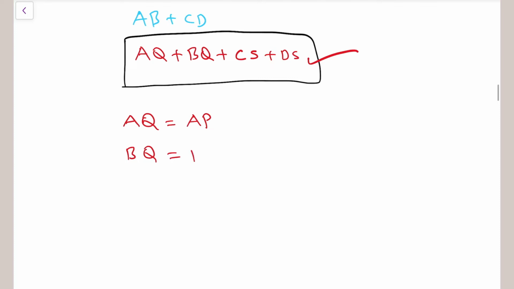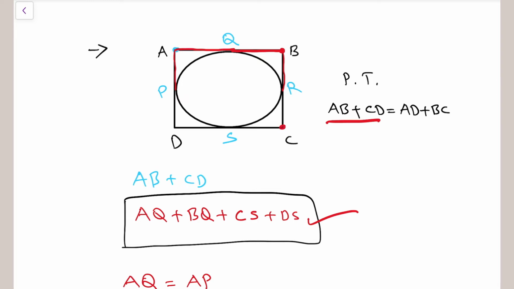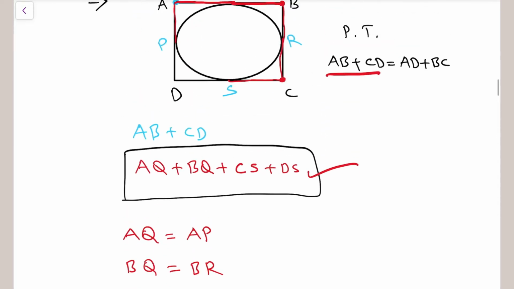Then coming to the point C. Here point C is outside of the circle. Then this CS and CR both are tangents. So CR equals CS.